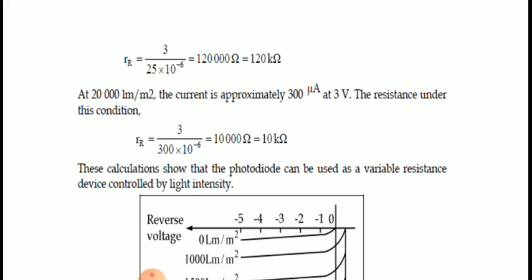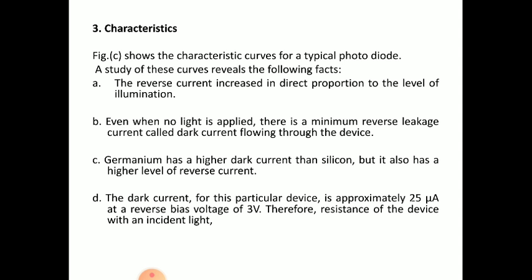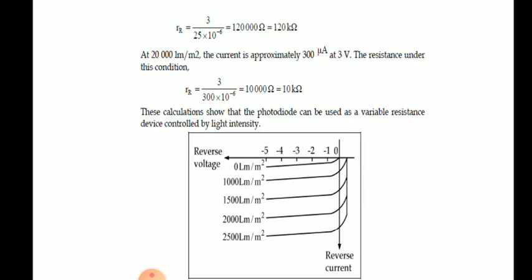At 20,000 lumens per meter square, the current is approximately 300 microamps at 3 volts; these are typical practical values. The resistance under this condition is 3 by 300 into 10 power minus 6, which results in 10 kilo ohm. So the reverse resistance is 120 kilo ohm when the dark current is 25 microamps and there is no illumination. Dark current is approximately 25 microamps with a reverse voltage of 3 volts. Then we have 120 kilo ohms of resistance.